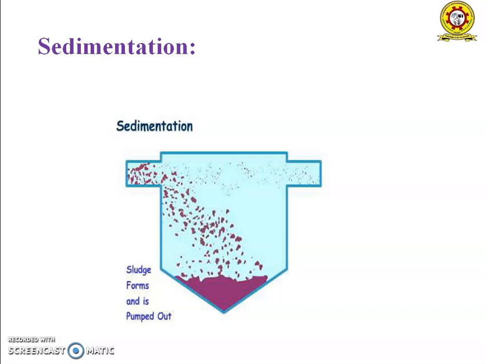In this method, water is allowed to remain standstill in big tanks or allowed to flow at very low velocity. The solid matter settles down by gravity, which is then removed periodically or continuously. Clean water is taken from the surface. If we take this tank, the water is mixed with the impurities. After some time, the solid particles get settled down. These solid particles can be removed continuously.